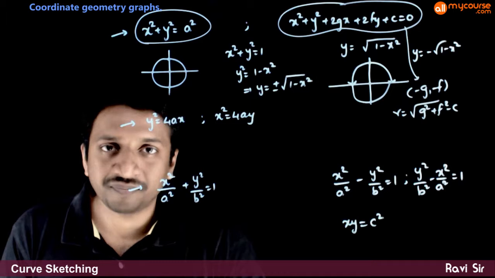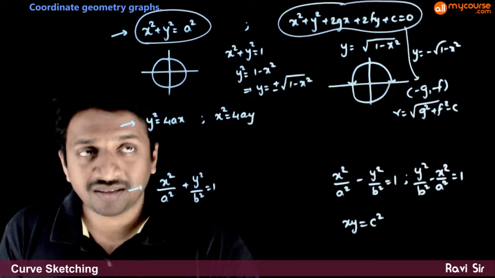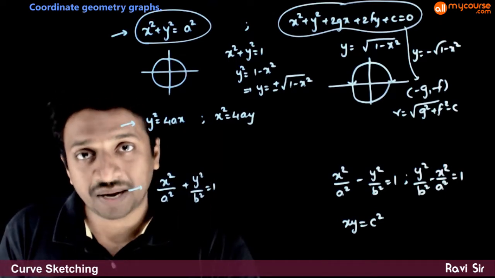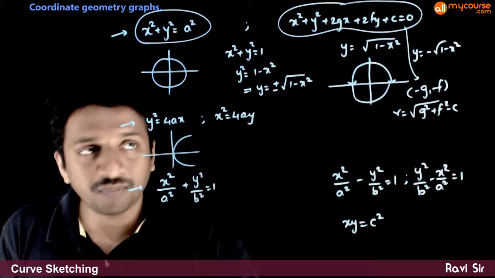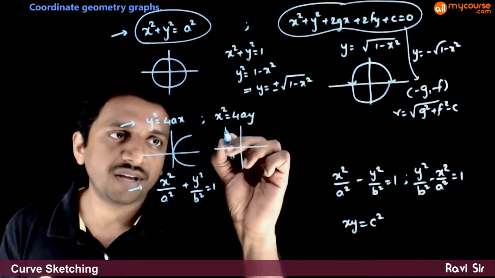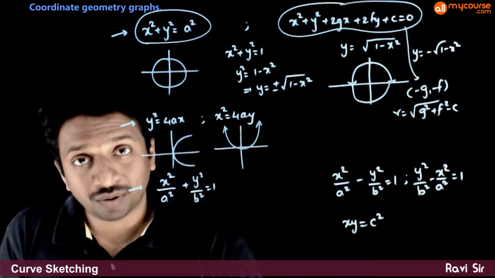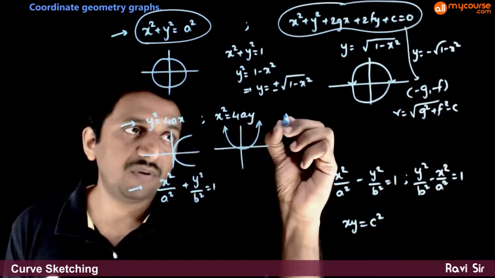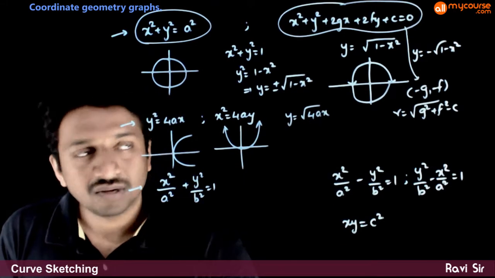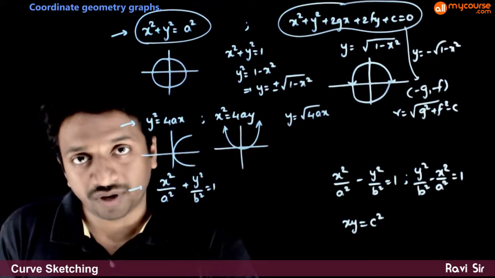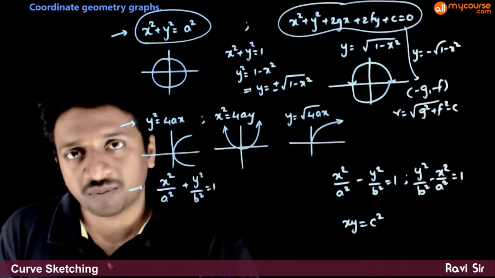It's not very difficult. Next, if you go to y square is equal to 4x and x square is equal to 4ay, these represent parabolas. Y square is equal to 4x represents the horizontal parabola. X square is equal to 4ay represents a vertical parabola. Here also, to confuse you, sometimes you'll be given y is equal to root of 4x. So what is y is equal to root of 4x? This represents only the upper half of this parabola.